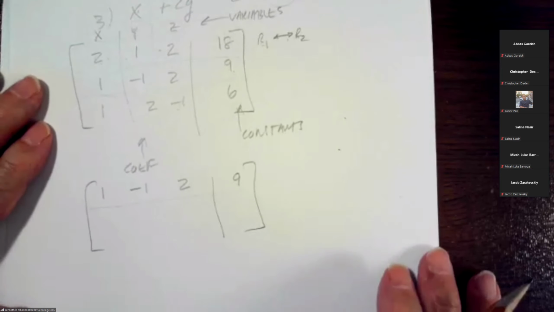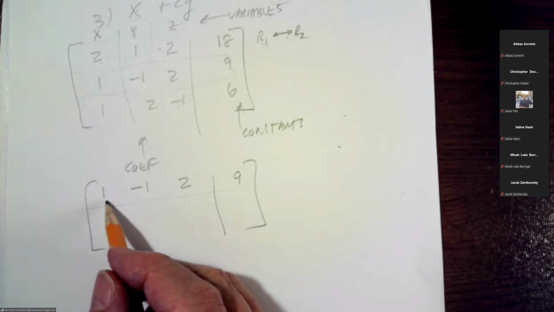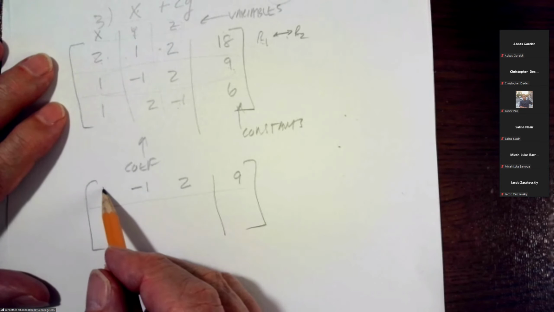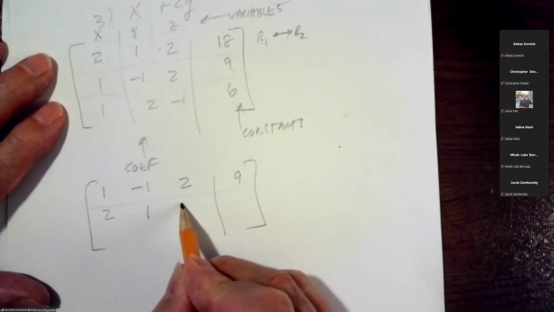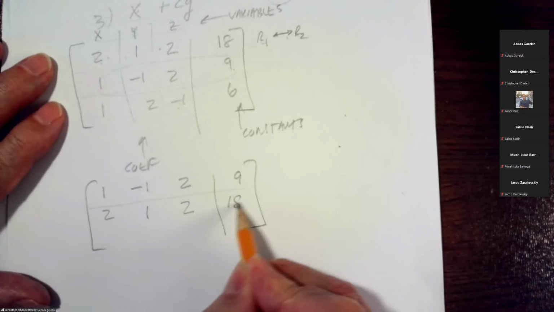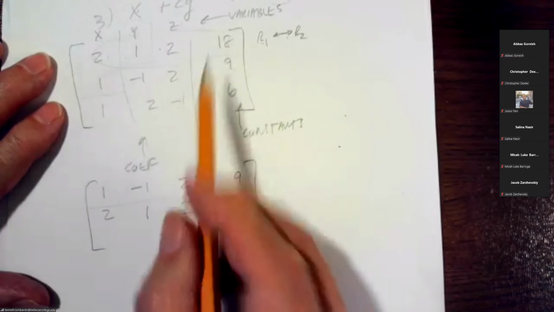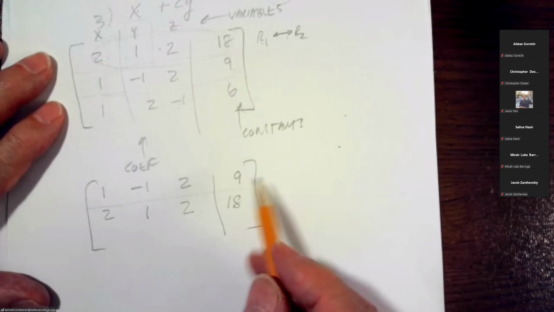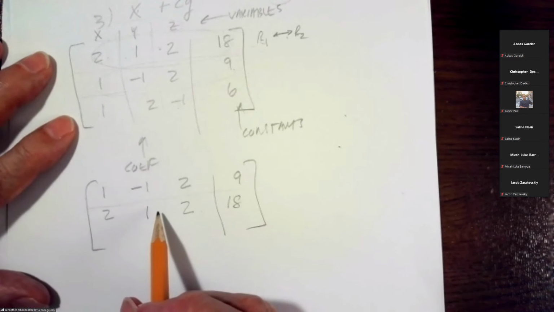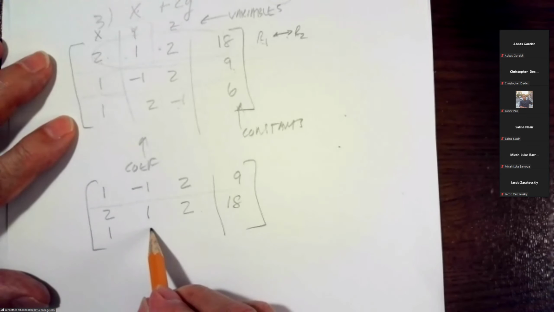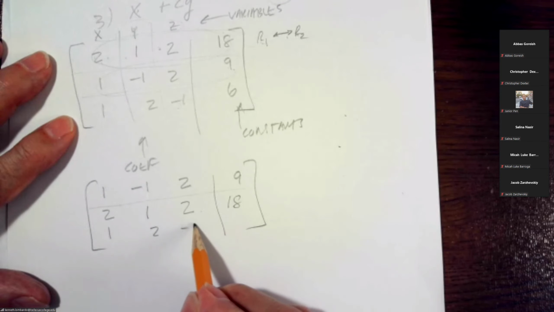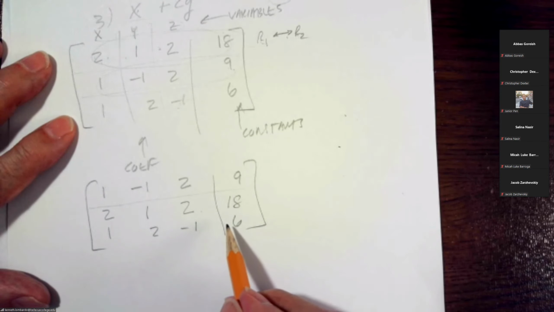Okay, and then our second row would be what the first row contained, which is 2 and 1 and 2 and 18. It contained this row here. Just to swap those 2 rows, and we don't do anything to the third row. We didn't do any operation on the third row, so that remains the same. 1, 2, negative 1, and 6.